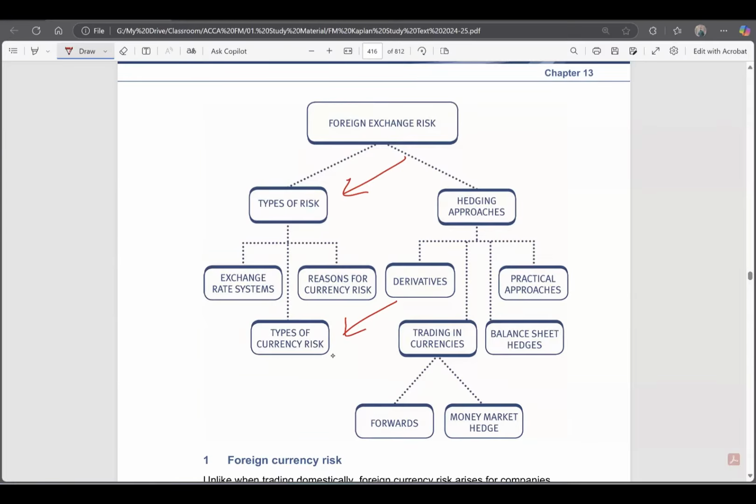We learn these three risks today, first of all, in the type of currency risk. But before that, we will study what is the meaning of exchange rate system. We will study the reason for currency risk, why the currency risk arises. And lastly, we discuss hedging. You know hedging? What is the meaning of hedging? Hedging is any way, any medium, any approach to avoid the risk. Hedge means an approach to avoid or mitigate or reduce the risk.